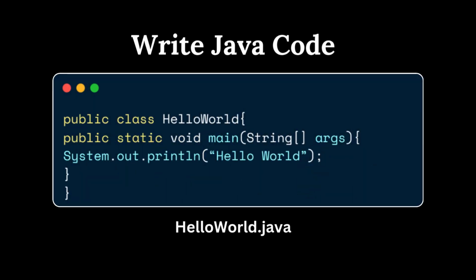Let's get started. First, we write our Java code in a file, like hello-world.java. This is where you tell the computer what to do, like printing hello world. Think of it as creating a set of instructions.